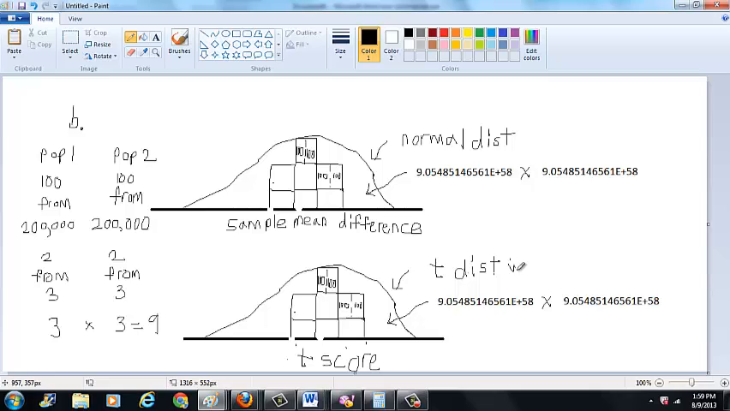We have to know how many degrees of freedom we're going to have. In an independent samples t-test with 2 samples, the degrees of freedom is the total number of people being selected, which is 200 in this case, minus 2. So 200 minus 2 is 98. It's a t-distribution with 98 degrees of freedom. That's the shape of the curve.